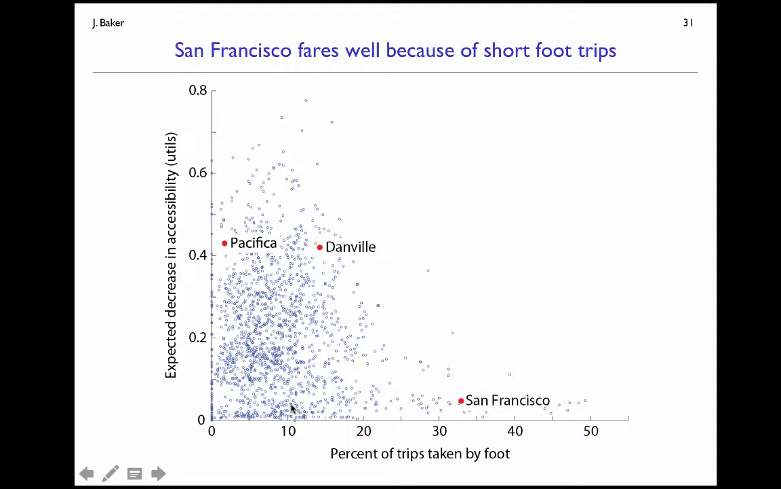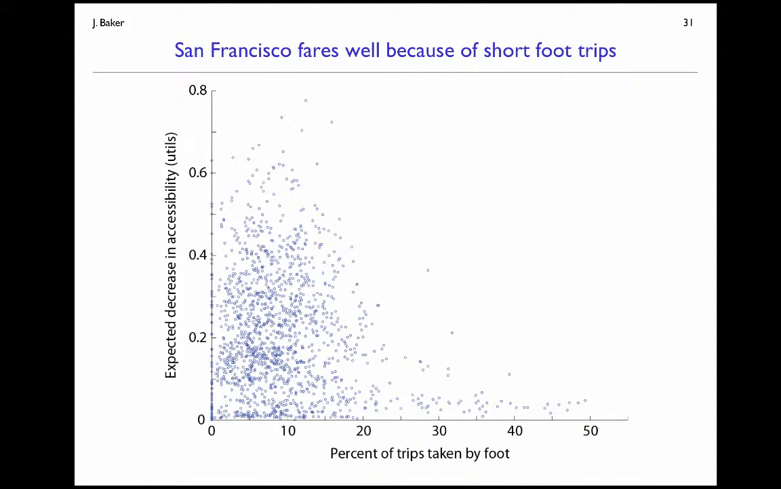And each travel analysis zone, we have an expected decrease in accessibility on the y-axis, and then the percentage of trips taken by foot on the x-axis. So San Francisco, this travel analysis zone, the financial district, had extremely high percentage of trips taken by foot relative to some of the more suburban communities. And so it's going to be less vulnerable to disruption of the transit network as needing to travel great distances, or also being less susceptible to traffic congestion when the network is damaged.